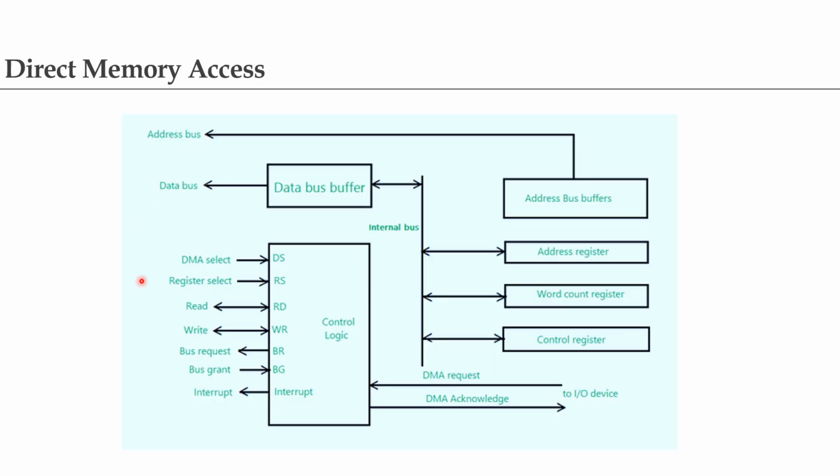Components of the DMA controller are: control logic, which manages the operation of the DMA controller and interfaces with the CPU and memory; address register, which holds the starting address of the data in memory where the transfer will occur; counter register, which stores the number of bytes to be transferred; status register, which indicates the status of the DMA operation, for example ready or busy; DMA request line, used by the peripherals to request DMA service; and finally, DMA acknowledgement line, used by the DMA controller to acknowledge the request from the peripheral device.